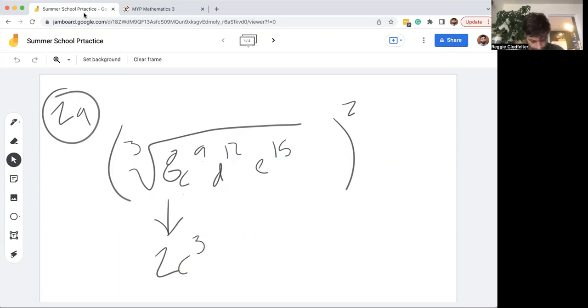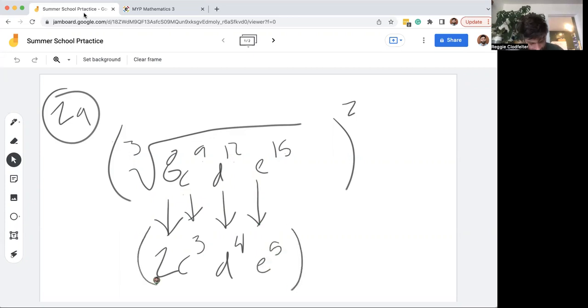Then I'm going to do d to the 12th cube rooted. So I divide 12 divided by 3, d to the 4th. And then my e, it's going to be 15 divided by 3, e to the 5th. So now I've taken the root out of it by just simplifying. So we have 2c cubed d to the 4th, e to the 5th, and all of that is squared.